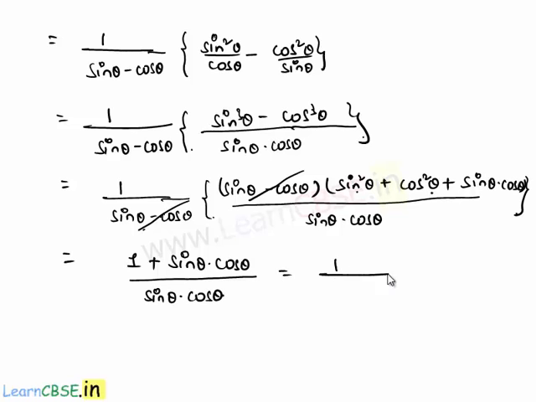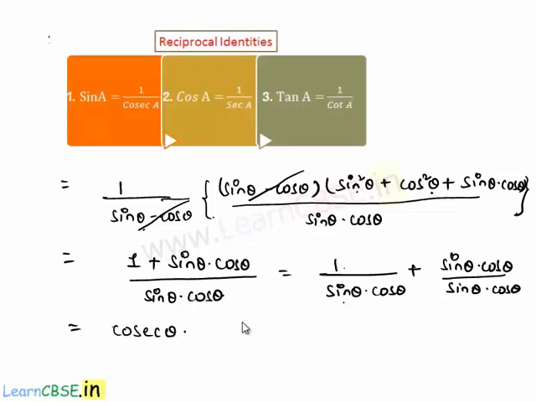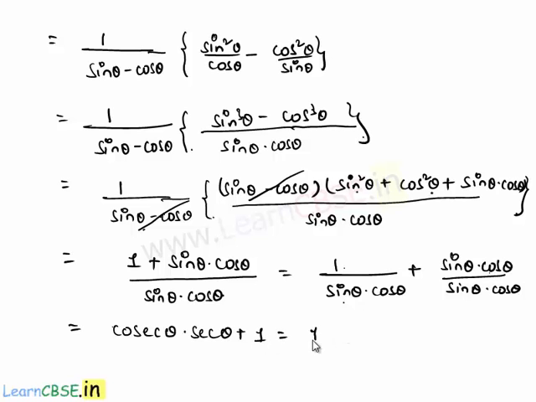Let us separately divide it, then it becomes 1 by sin theta into cos theta plus sin theta into cos theta whole divided by sin theta into cos theta. Here 1 by sin theta into cos theta can be written as 1 by sin theta into 1 by cos theta, which is nothing but 1 by sin theta can be written as cosecant theta into 1 by cos theta can be written as secant theta, plus as numerator and denominator are common, that value will be equal to 1. So which is finally equal to 1 plus cosecant theta into secant theta, which is our required right hand side.